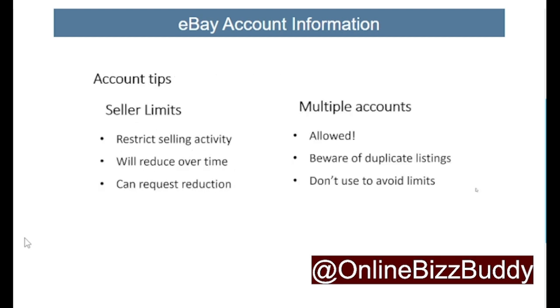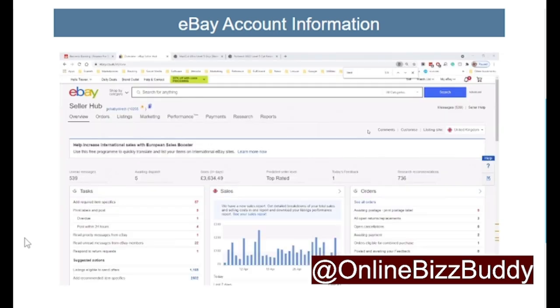Two things to note about eBay accounts. New eBay accounts will have seller limits. This restricts the amount of products you can list and the amount of products you can sell in a month. As your account gains history, your seller limit will be lifted. You can also request an increase in your limit. You can view your selling limit from the seller dashboard.